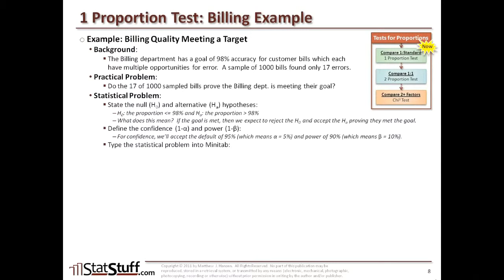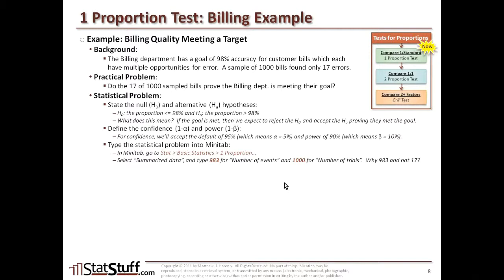And the information we're going to type in Minitab is going to look like this. We're going to go to Stat, Basic Statistics, and One Proportion. We're going to select Summarized Data, and then we're going to type in 983 for the number of events and 1,000 for the number of trials. And why is it that we use 983 instead of 17?